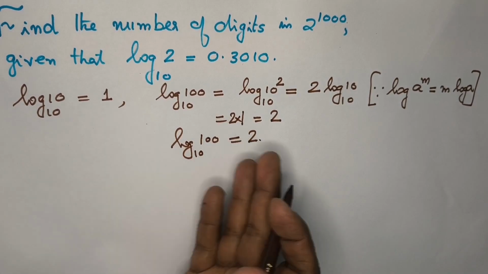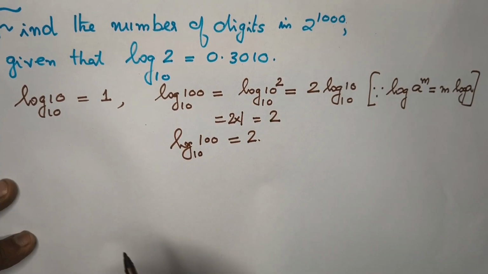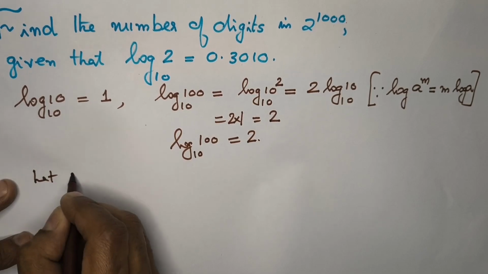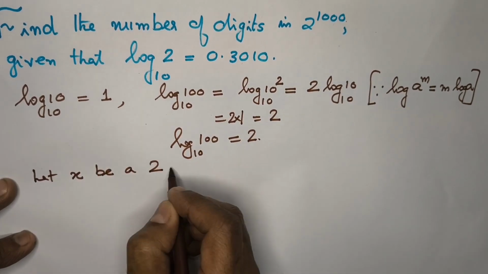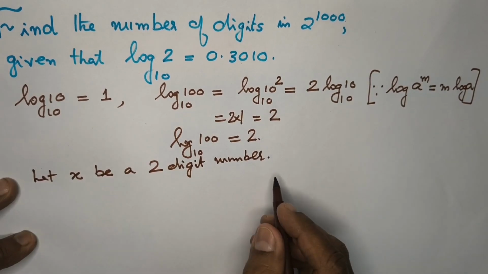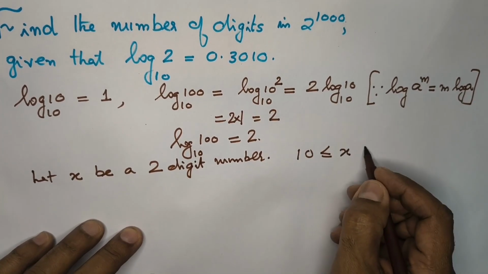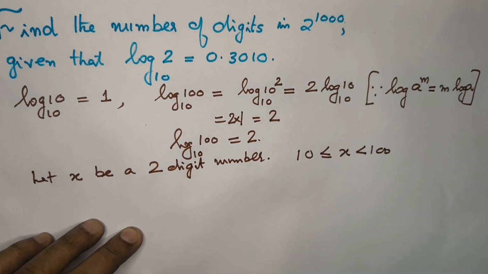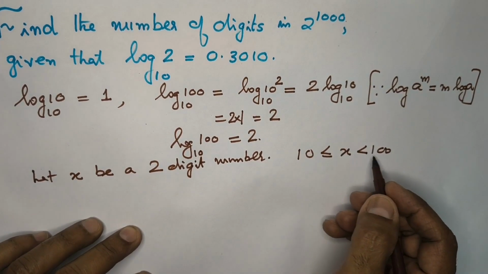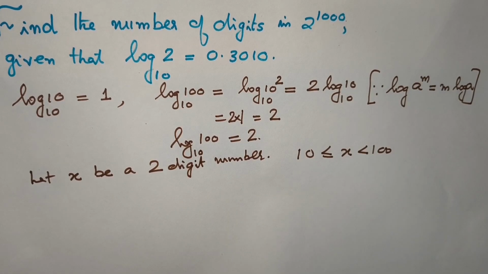You might be wondering why I found out these two logarithms. Let's look at any two-digit number. Let x be a two-digit number. If x is a two-digit number, as you know, it lies between 10 and 100. Of course, don't put an equal sign, 100 is a three-digit number. Basically, it ranges from 10 to 99.